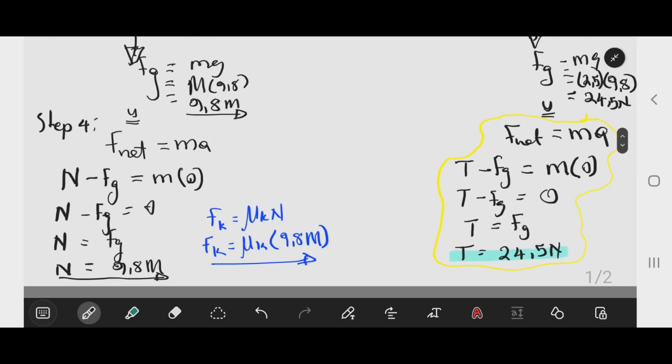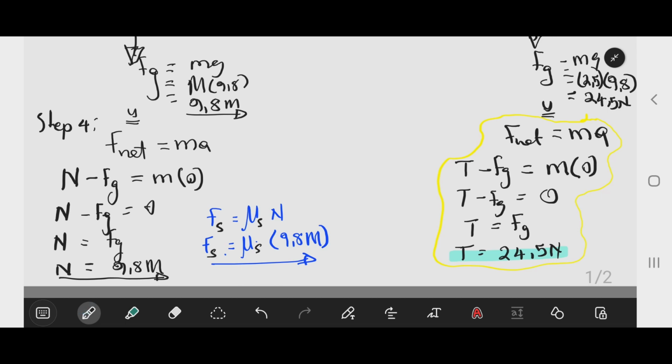So looking at the F net in the y direction for the first object, mass m, we said the acceleration is equal to 0 because it is not accelerating in the y direction. And we have found that the normal force is equal to the gravitational force, and our gravitational force is 9.8 m. And now, here it has to be static friction, because the objects are not moving.